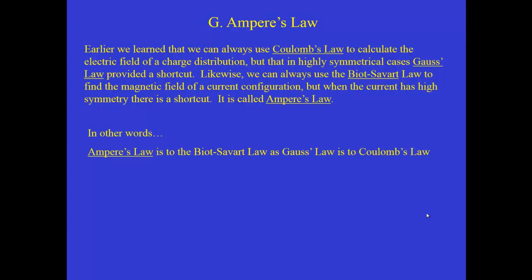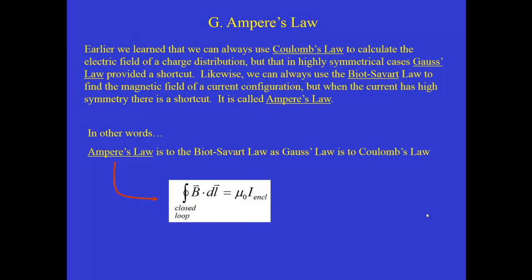So what this means, and this harkens back to those standardized test questions that you've probably had before, is that Ampere's Law is to the Biot-Savart law as Gauss's law is to Coulomb's law. It gives us a way of finding the magnetic field in a very small number of steps, if the symmetry of the current configuration is high.